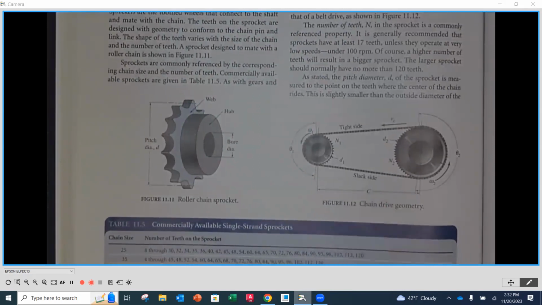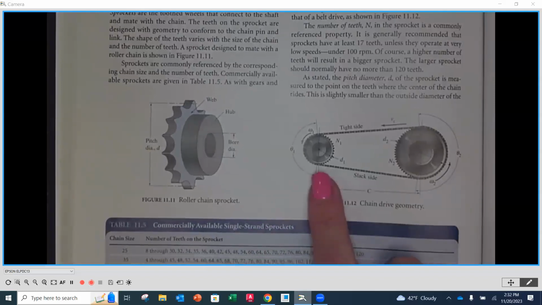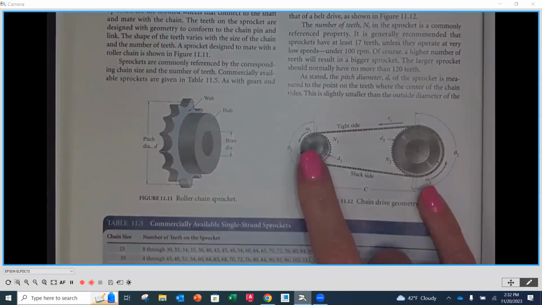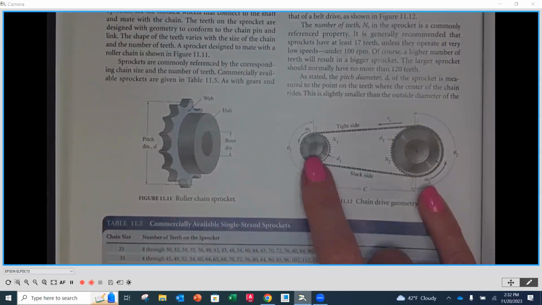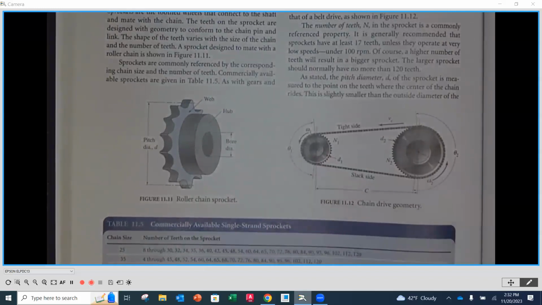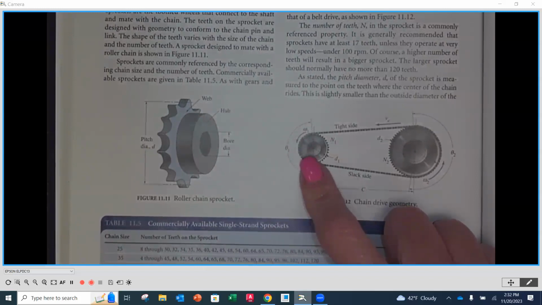Now, over on the right-hand side, we're seeing a driver sprocket and a driven sprocket. Driver is like we talked about earlier with the belts. We're going to have this as the higher speed sprocket in the design, and then the driven is going to be the lower speed. As this pulls around, you'll notice that in this case, the driver is going in a counterclockwise direction.